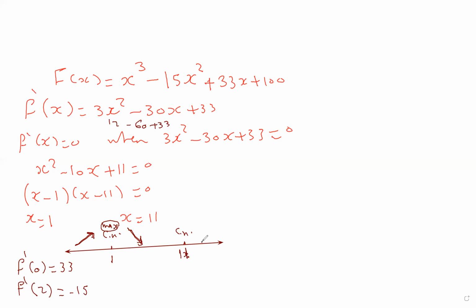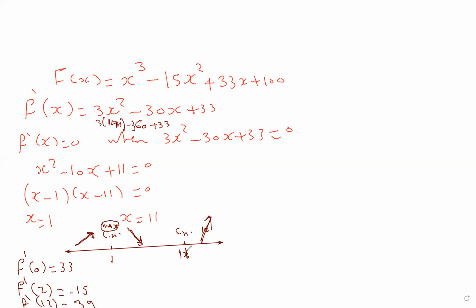What about this number, 11? Find a number after 11, which is 12, for example. 3 times 144 minus 30 times 12, which is 360, plus 33. Let me use the calculator to calculate it. 3 times 12 power of 2 minus 30 times 12 plus 33, it will be positive. So f dash of 12 equals 39, it's positive.